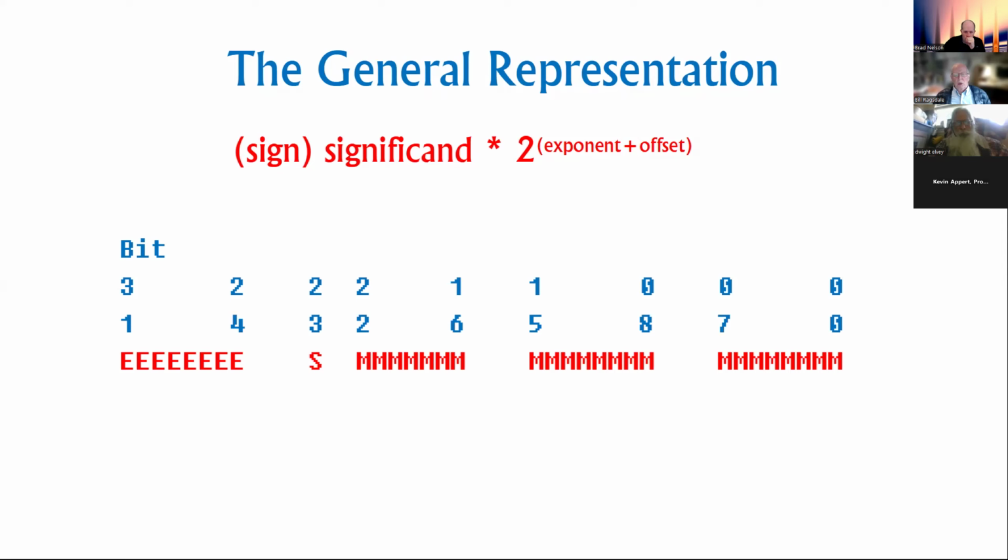So this is what the floating point number would look like, starting from the right to the left. Bit 0 all the way up to bit 22 is the significand, represented by M's. Bit 23 is the sign, and then the top 8 bits is the exponent.